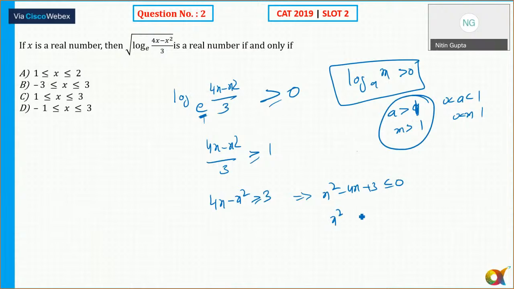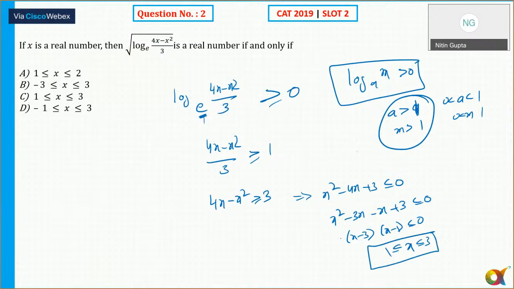So I can say x square minus 4x plus 3 is less than or equal to 0. So this equation will come out to be equal to how much here? That will be x minus 1 times x minus 3. So the answer is that x should lie only in the range 1 to 3. So the answer is option number.